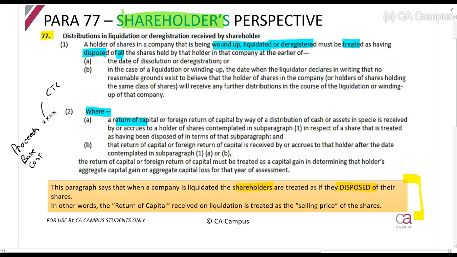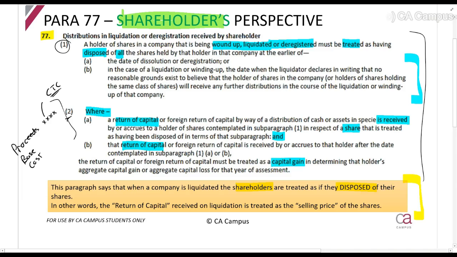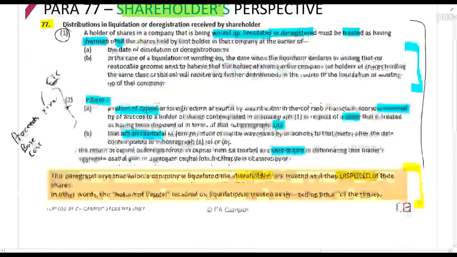So where a return of capital is received in respect of a share, and that return of capital accrues to the holder after these dates, that return of capital must be treated as a capital gain. So basically what they're saying is, if you've already received all of your contributed tax capital, you've done this calculation, and a year or two later, the liquidator manages to get a little bit of extra money, any extra CTC you receive will be treated as a capital gain. Okay, but most important here, guys, number 2 is not as important, paragraph 1 is important. You are treated as if you sold it.